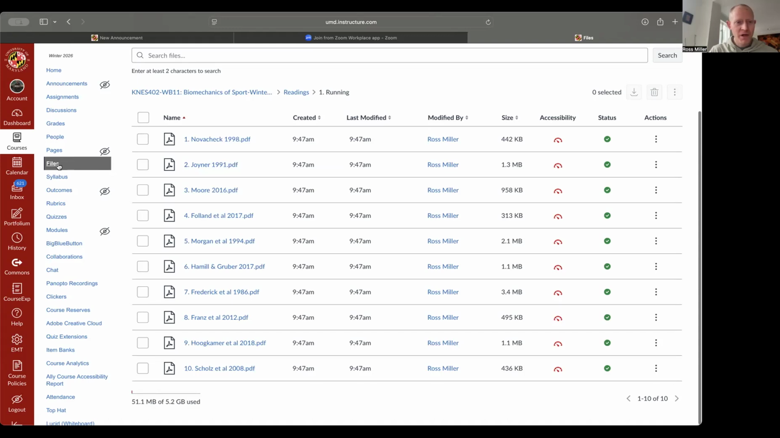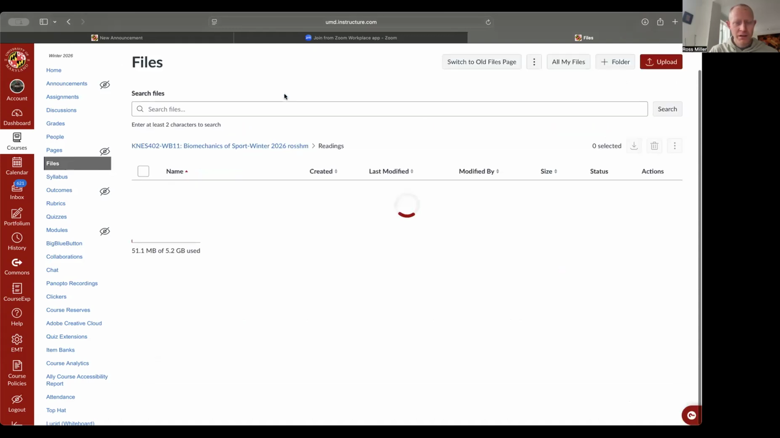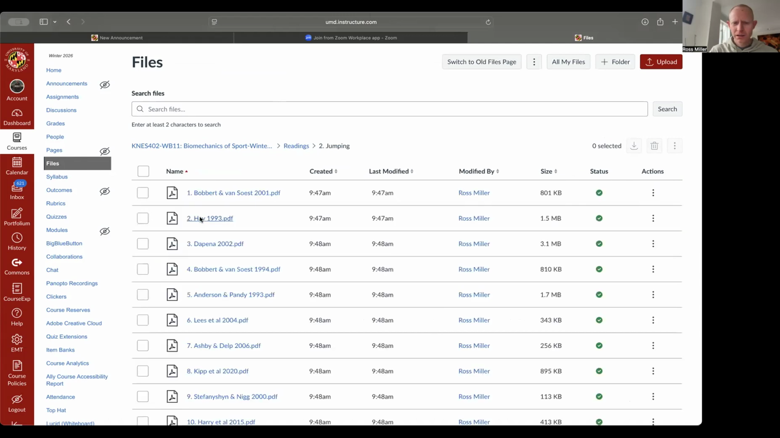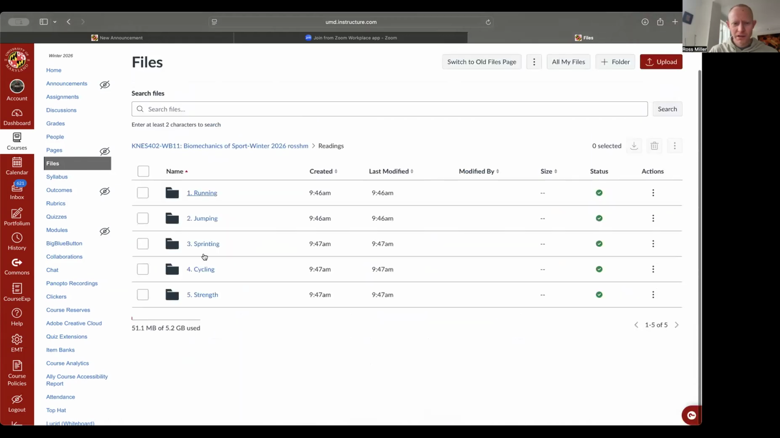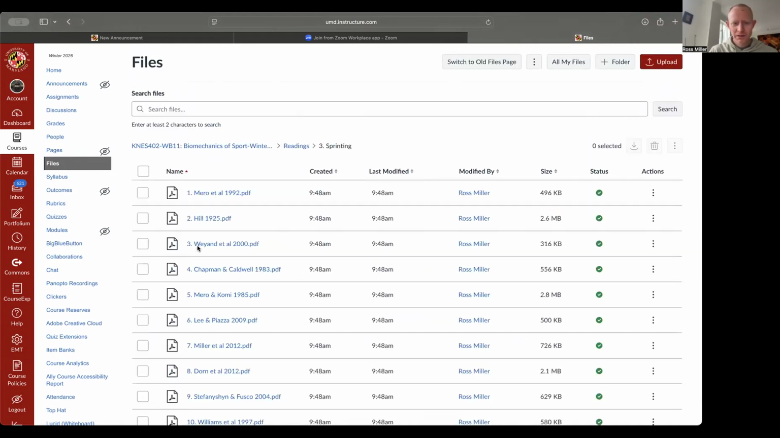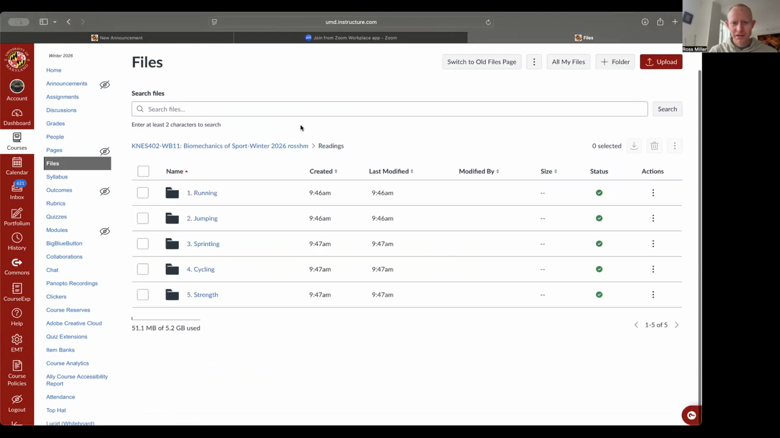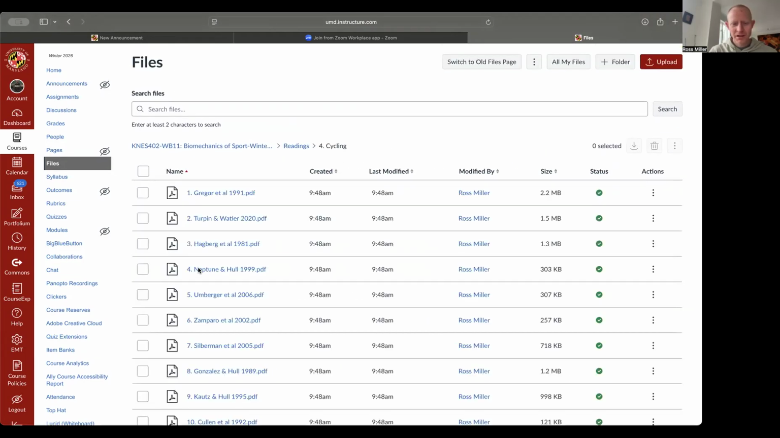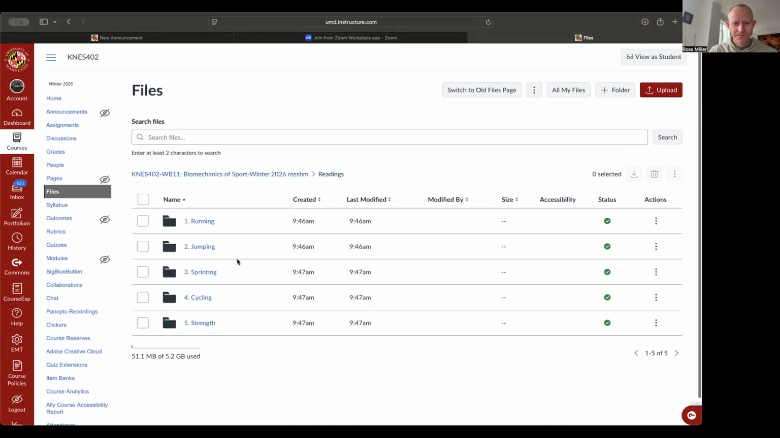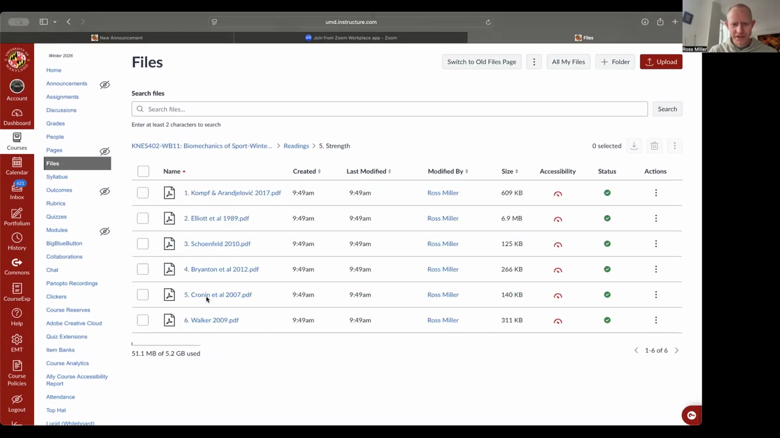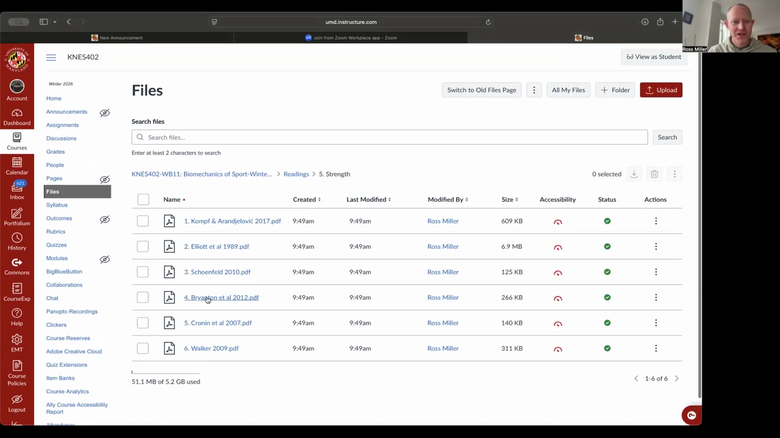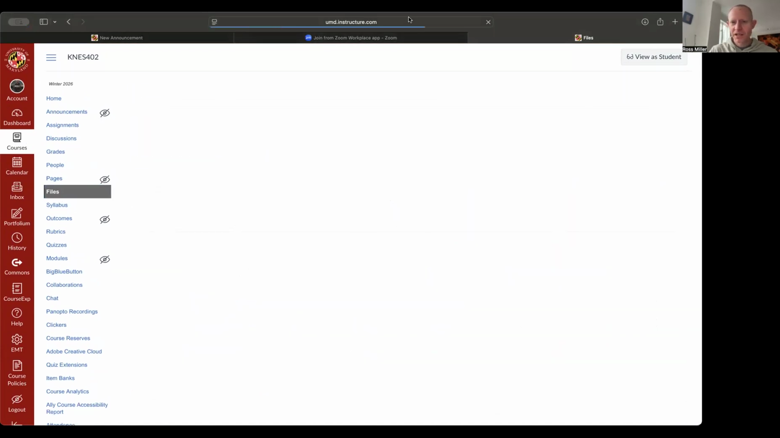So there's 10 for running, 10 more for jumping, 10 more for sprinting, 10 more for cycling, and then for strength we run out of time a little bit, so there we only cover 6. But 46 separate readings that we will cover in this particular course.